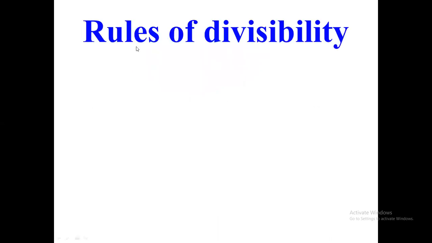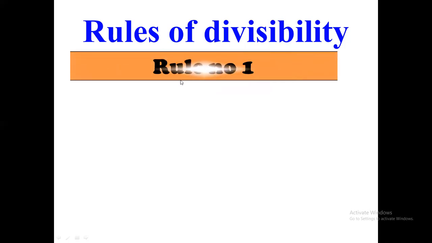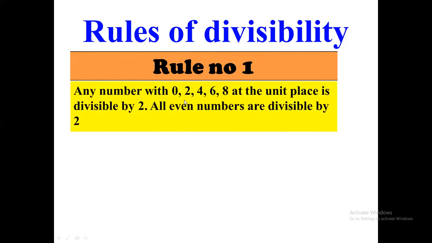We are going to use some of the rules of divisibility which make your problem very easy. For example, you don't have to do the long division, you don't have to use your paper and pencil. Just quickly in your mind, you will get to know the answer. Over here, there are 4 basic rules which you have to follow for 2, 3, 5, and 10. Your rule number 1 is any number with 0, 2, 4, 6, and 8 at the unit place is divisible by 2, or you can say all even numbers are divisible by 2.